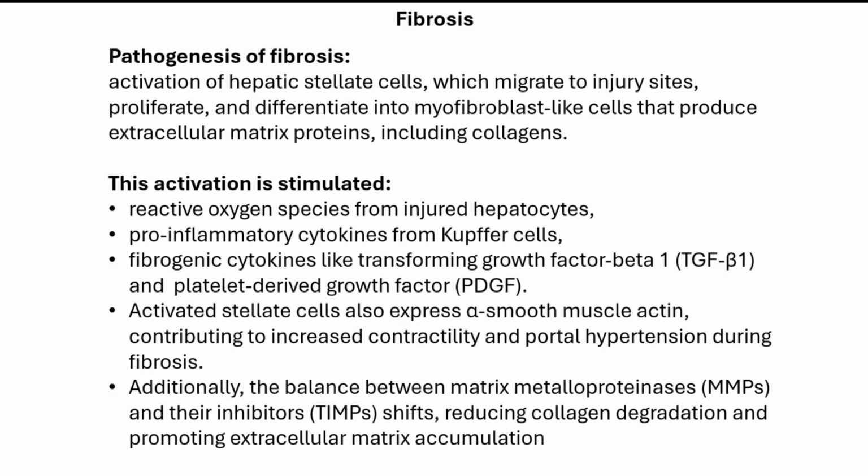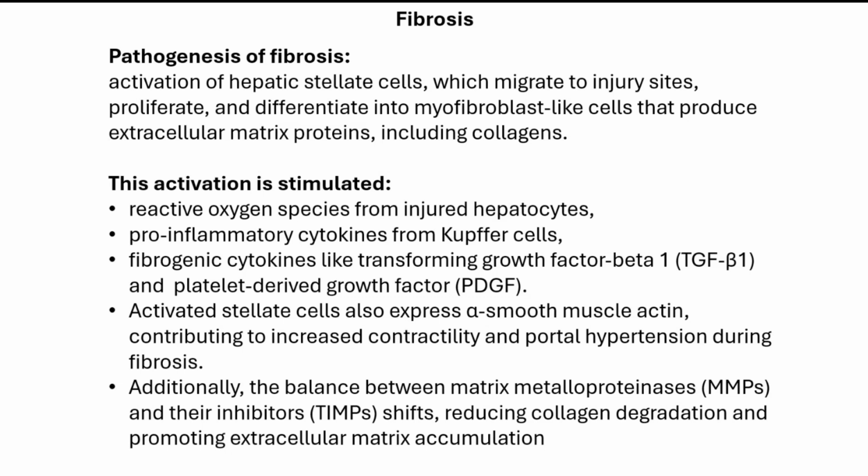Pathogenesis of fibrosis: activation of hepatic stellate cells, which I had already mentioned earlier, which migrate to injury sites, proliferate, and differentiate to myofibroblast-like cells that produce extracellular matrix proteins, including collagens. This activation is stimulated by reactive oxygen species from injured hepatocytes, pro-inflammatory cytokines from Kupffer cells, and fibrogenic cytokines like transforming growth factor beta 1 and platelet-derived growth factor.